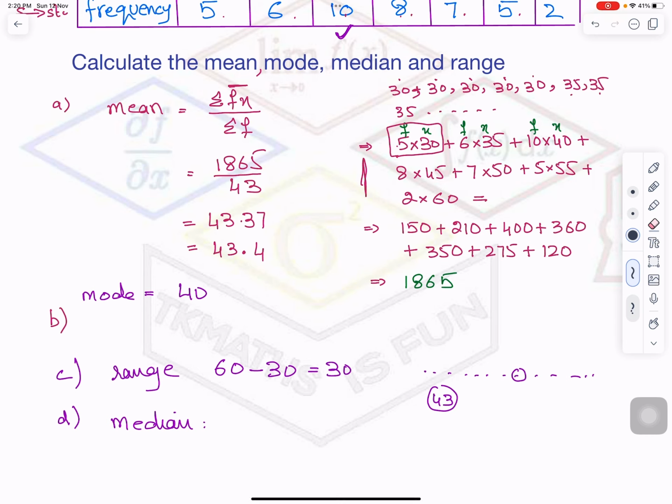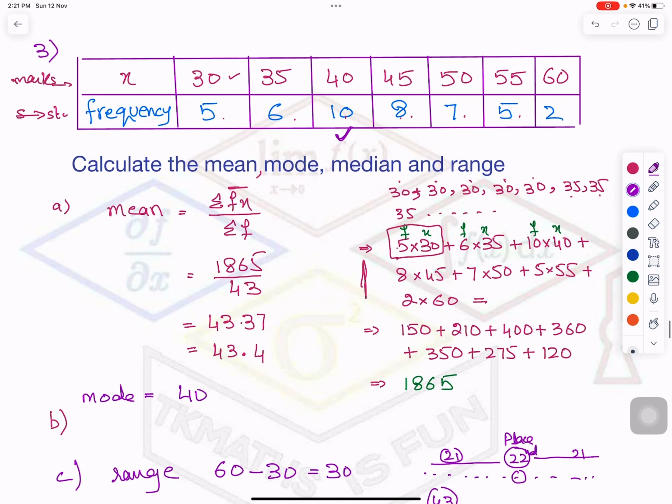Yes, because 21, 22 place. It will be at this place. The data present at the 22nd place will be my median, because 21 data will come here and 21 data will come here. So 21 and 21 is 42. So this data at the 22nd place will be my median. Now how will I find out which data is at the 22nd place?